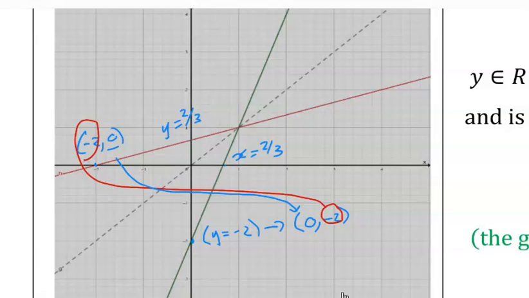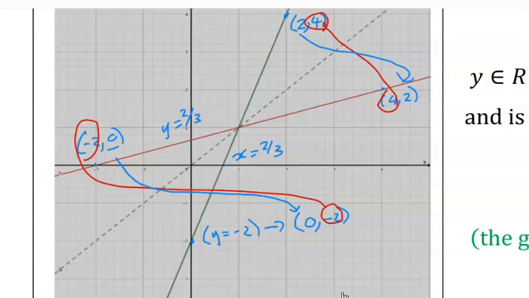If I take any point on the green graph, like for instance there, where x is equal to 2 and y is equal to 4, then the point (4, 2), which is here, must lie on the inverse function. So again, the y swaps with the x and the x swaps with the y.